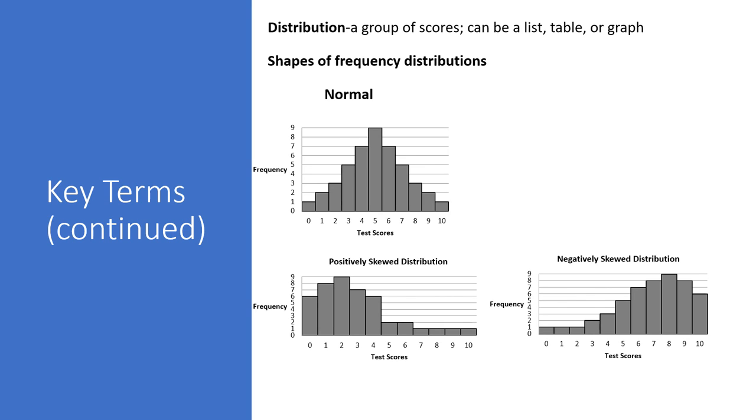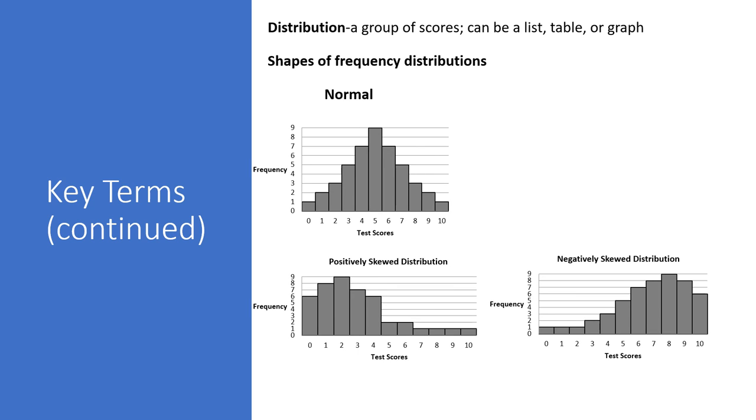The two curves on the bottom are a positively skewed distribution and a negatively skewed distribution. You can see it's not symmetrical. The peak is not in the center. One of the tails is a lot longer than the other tail. When I say tail, you just go to the peak and then go down the slope to the left and right. The longer tail has the longer number line to the right in the positively skewed distribution.